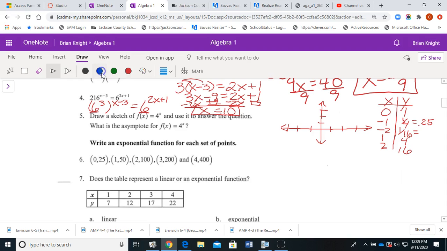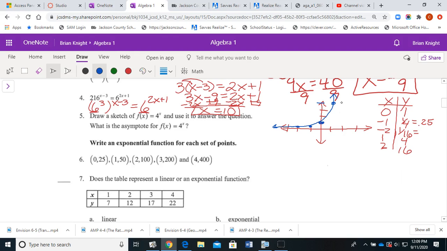So, our little sketch, we're going to have 0, 1, negative 1, 1/4, negative 2, 1/16, and you can kind of see 1 is up here at 4. My sketch should look something like that. Make sure I don't cross my x-axis, right?